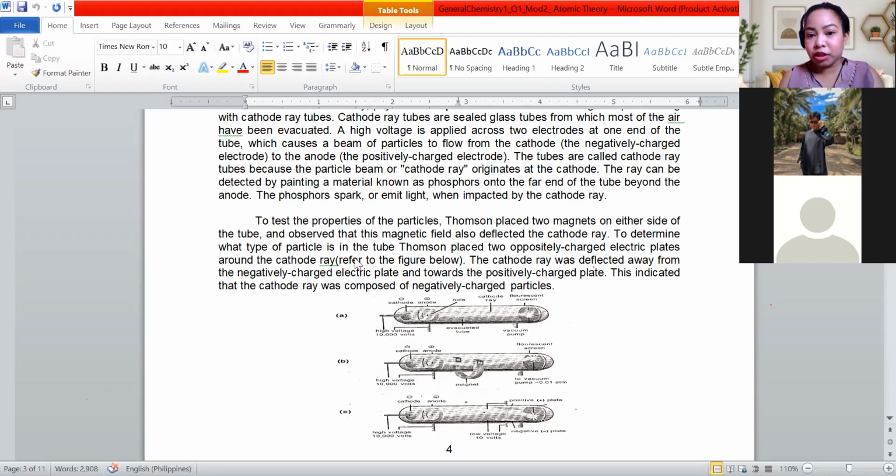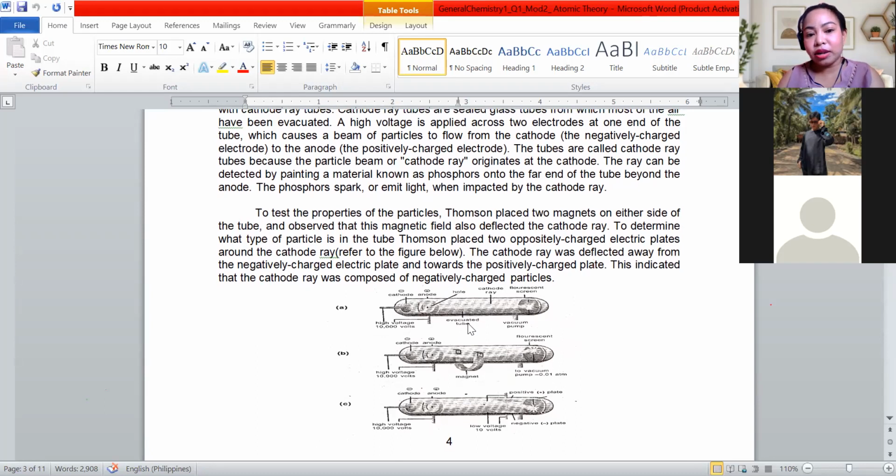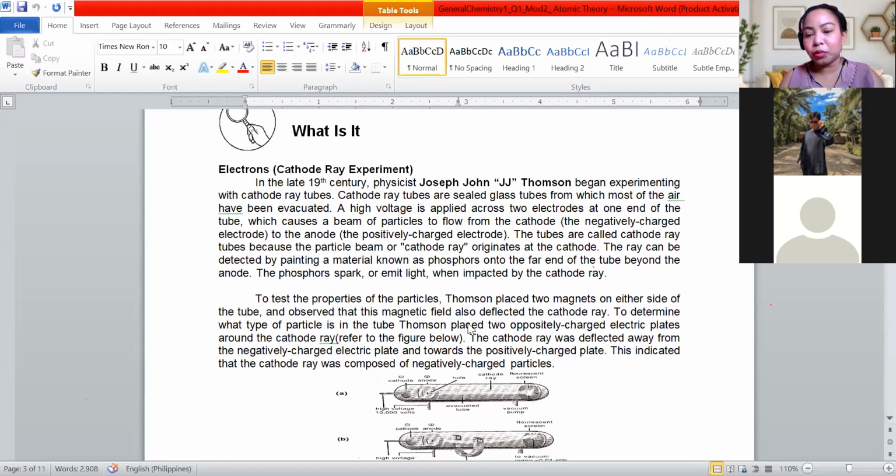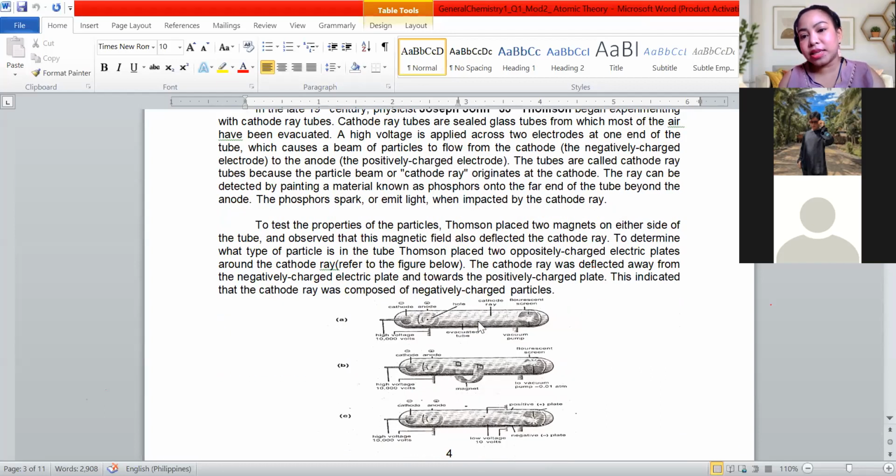to test the property of this light, he thought it was made of particles, which, we all know, because light is made up of both particles and waves. But during those times, their belief was that light is made up of particles. That is why Newton said that light is made up of particles. So Thomson became very curious about what type of particle made this light.